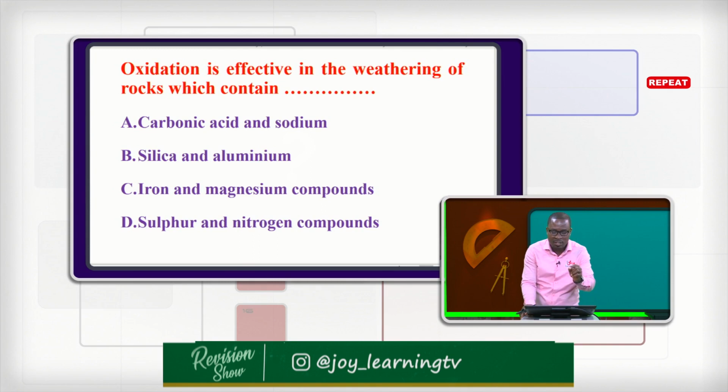Oxidation is effective in the weathering of rocks which contain A, carbonic acid and sodium, B, silica and aluminium, C, iron and magnesium compounds, D, sulfur and nitrogen compounds. Tell me the answer. C. C, you are correct. Thumbs up. Iron and magnesium compounds. Is that okay? Yes. Good.